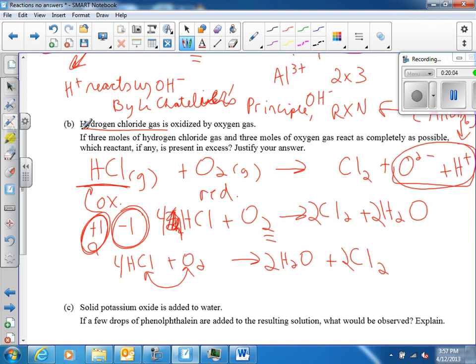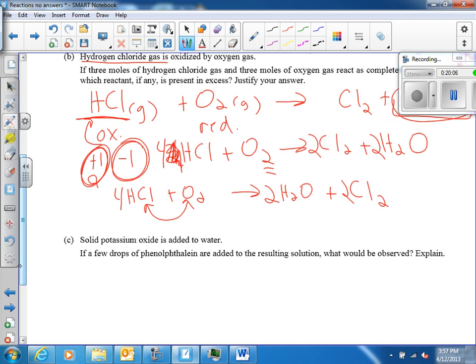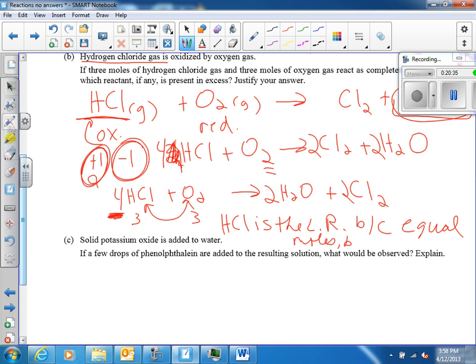What's the question? If 3 moles of hydrogen chloride gas and 3 moles of oxygen react as completely as possible, which reactant is present in excess? Well, just looking at this, you need more hydrochloric acid, hydrogen chloride, than oxygen, which means HCl is the limiting reactant because you had equal moles but need more HCl.